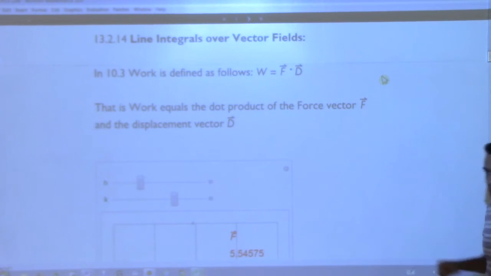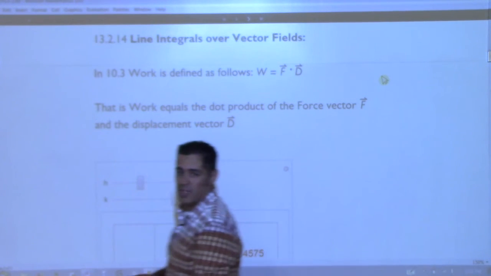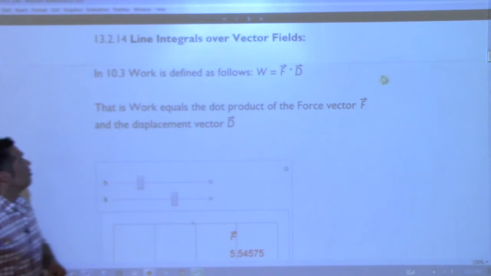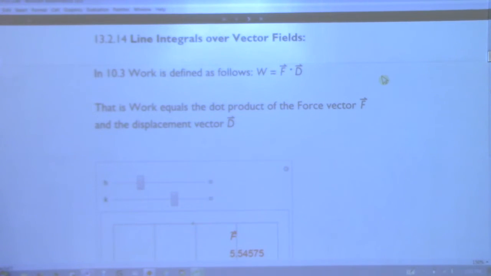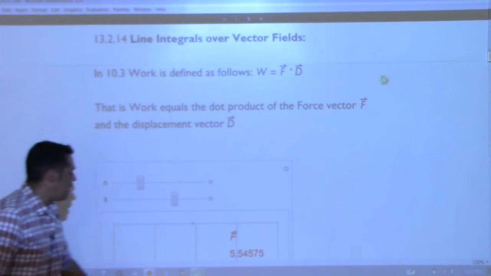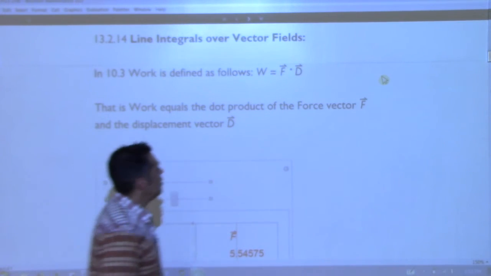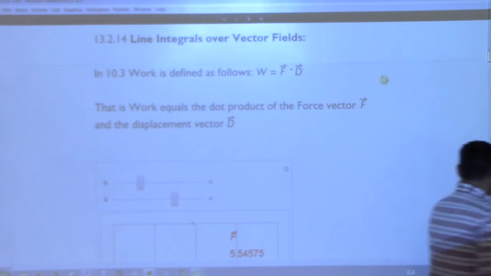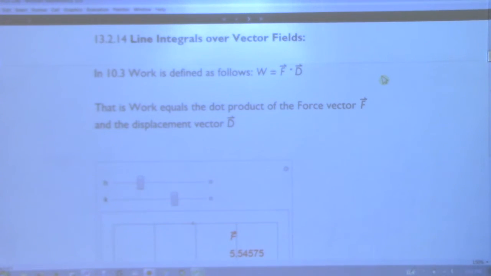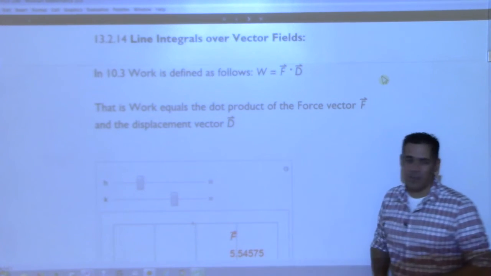Again, we shift gears. Now we shift gears significantly. We're now going to do something called line integrals over vector fields. This is probably the most important part of this section. Recall from 10.3 the way we define work. This is like physics. Work is defined to be a force vector dotted, that's the dot product, with the displacement vector.